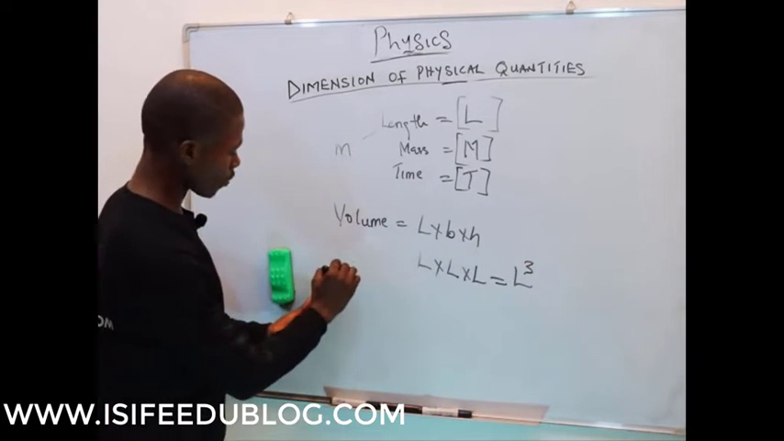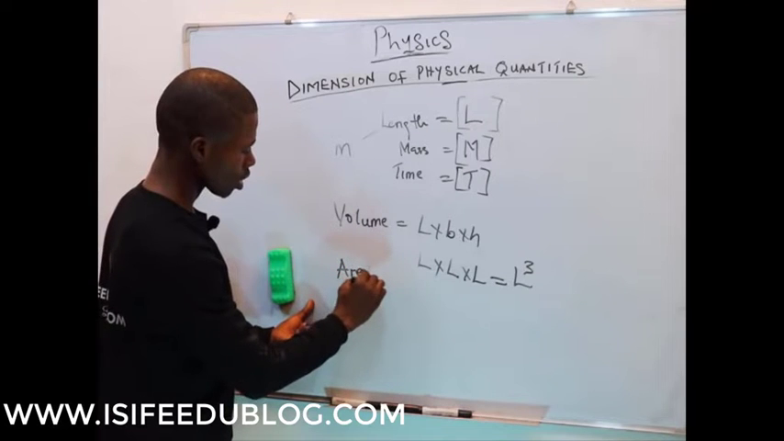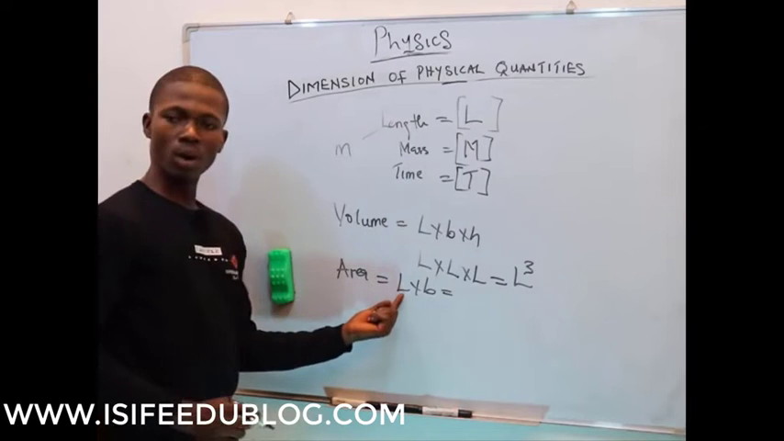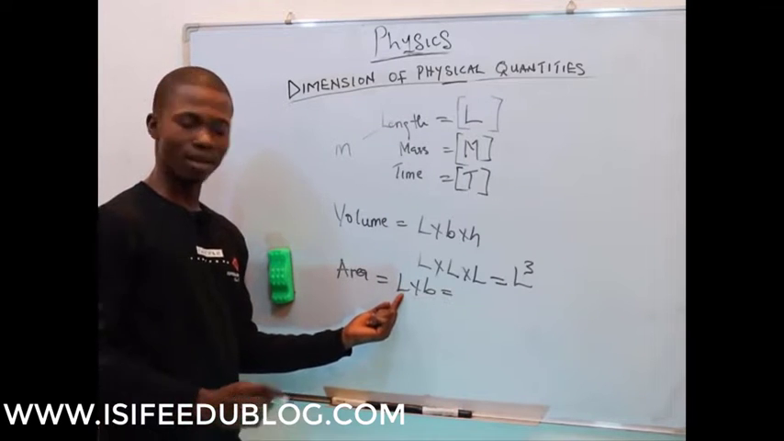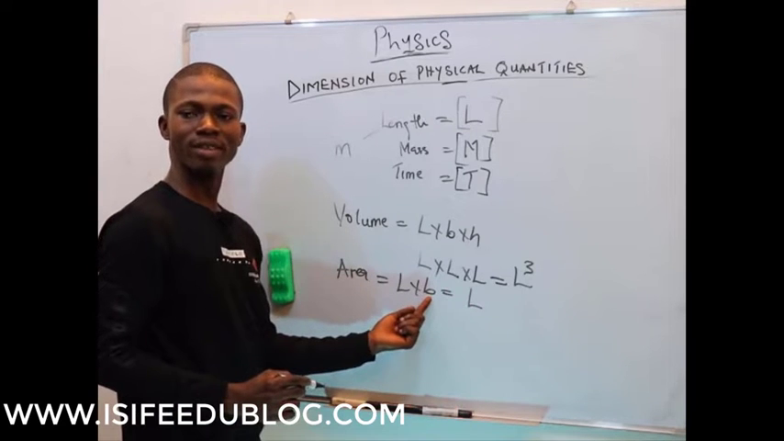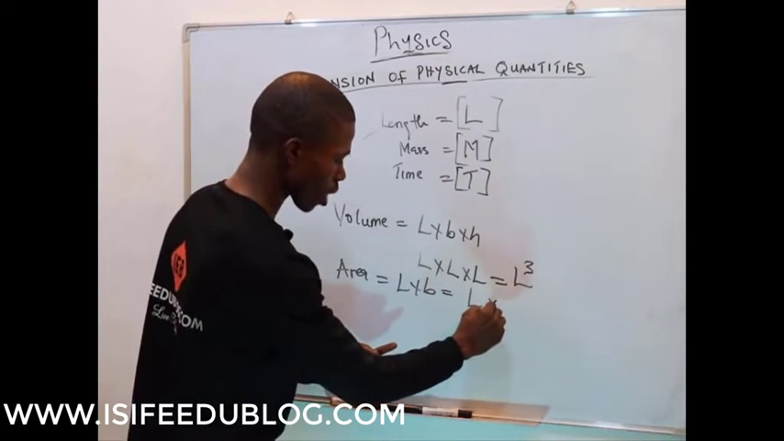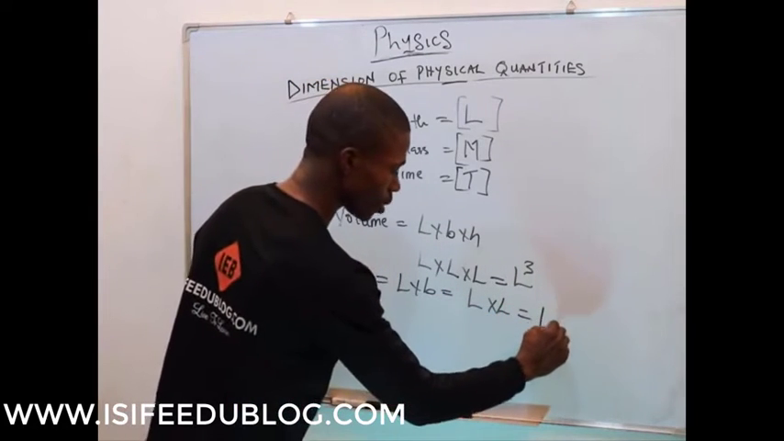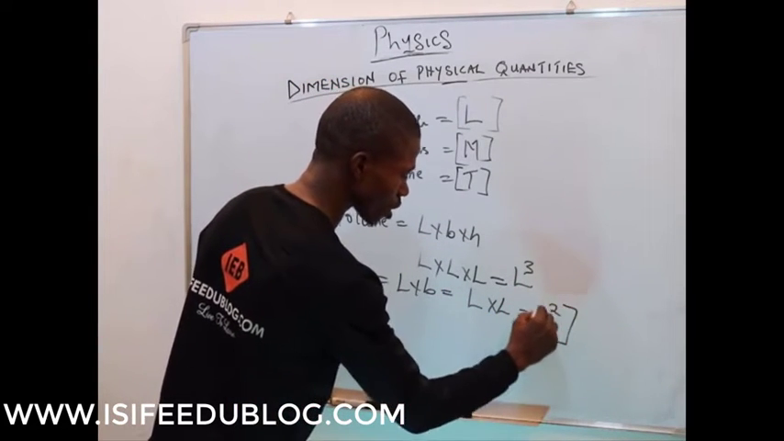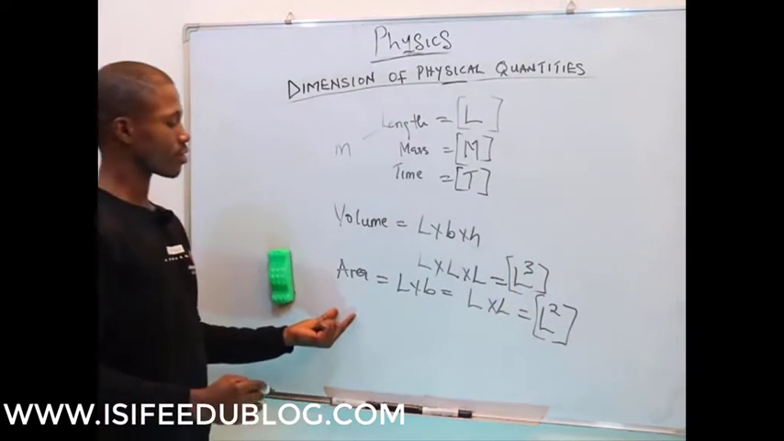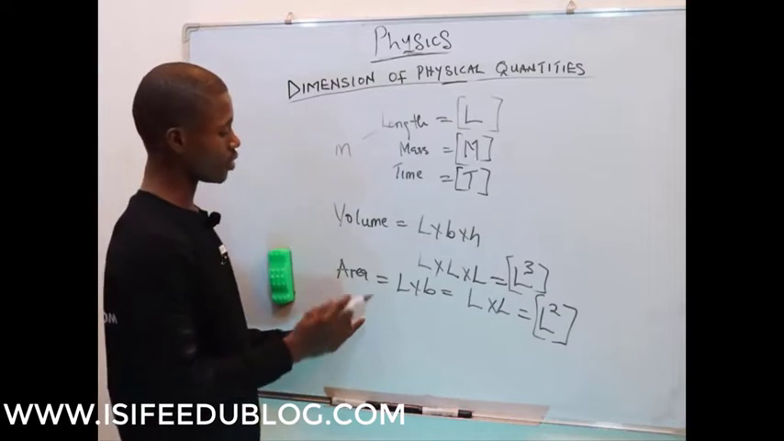The same thing is applicable for area, which is length times breadth. Length has a dimension of L. Breadth, which is length, has a dimension of L. Therefore, the dimension for area is L squared. We enclose it in a bracket. That's it. So let's check the dimension for velocity.